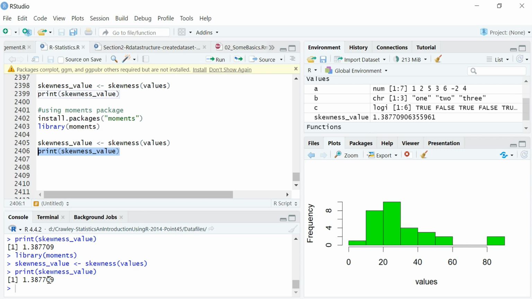So this is a very basic implementation of skewness calculation in R. Thanks for watching.